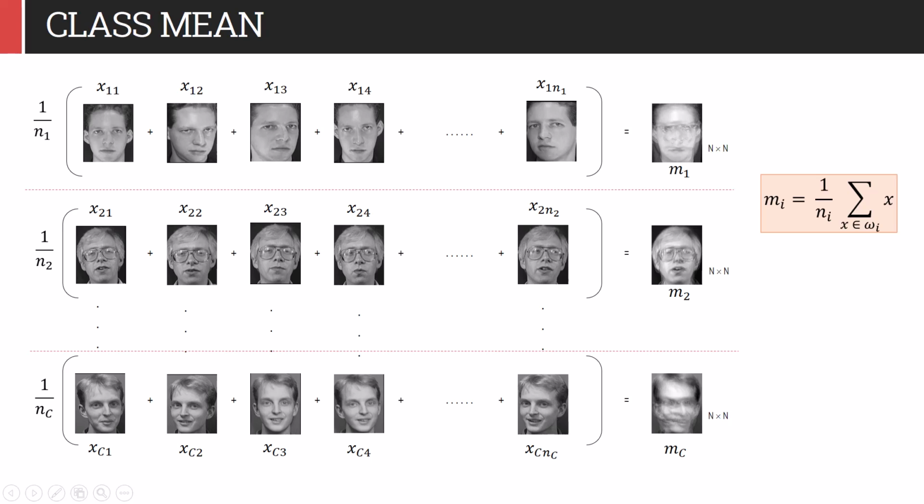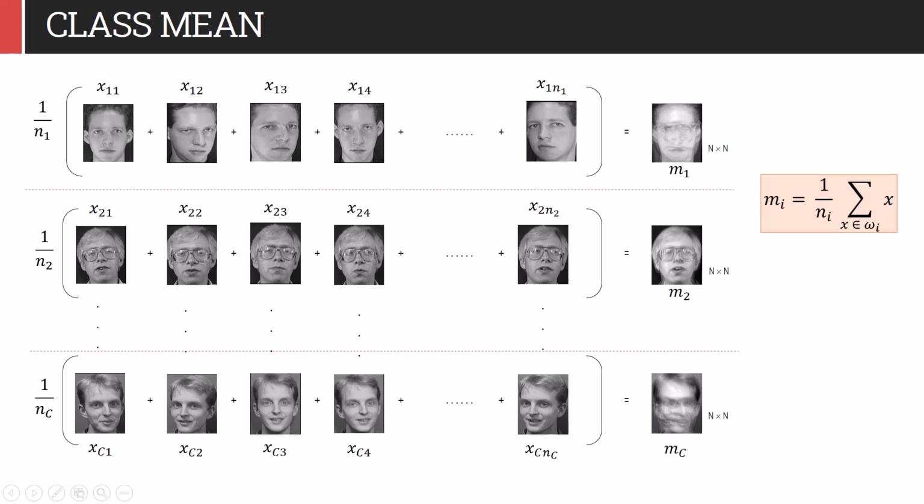So we will get m1, the mean of class 1, which is again of size n by n. For computing the mean of class 2, we will add up all the images of class 2 and divide by the total number of images in that class, that is 1 by n2, and we will get the average face for that particular class only. So ultimately what we did is add all the red points and divide by the number of red points, so that we get the mean of the red class.